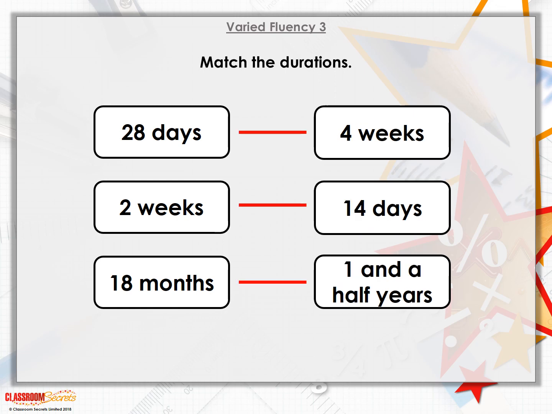So 28 days is the same as saying 4 weeks. 7 days equal 1 week. So 7 times 4 equals 28 days, okay? There are 7 days in 1 week. So 7 times 2 equals 14 days. If you got that one right, give yourself a tick. And the last one, 18 months, is the same as saying 1.5 years. We know there are 12 months in 1 year, and we've already said that in half of a year there are 6 months. So 12 add 6 equals 18 months. Hopefully you got that one right.